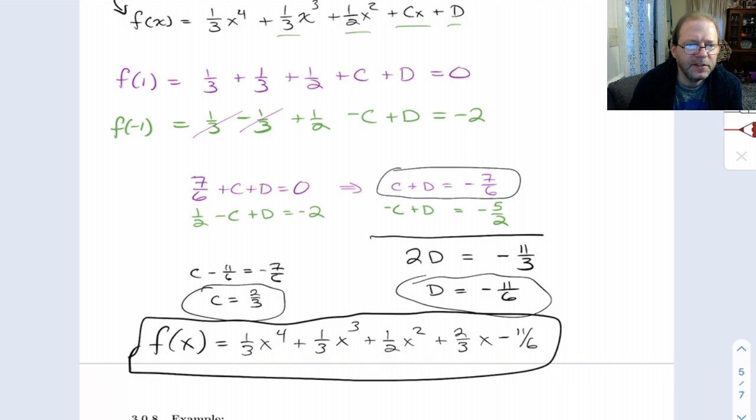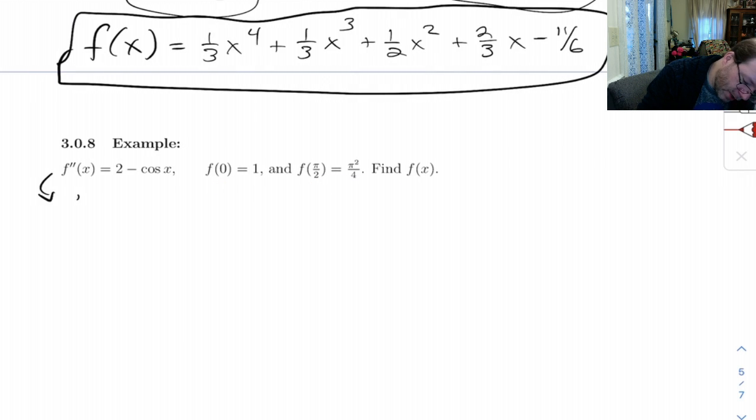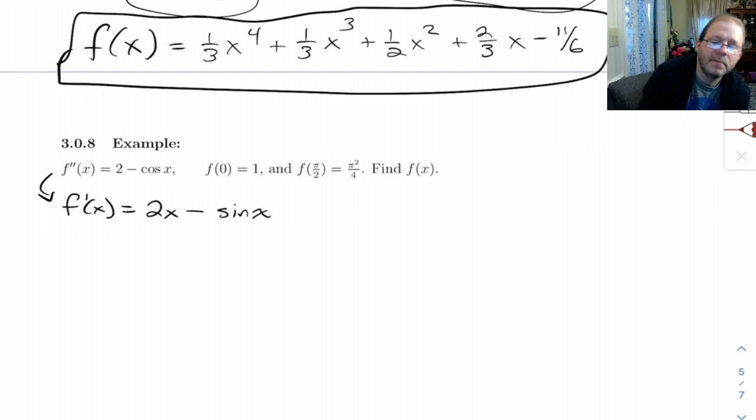All right, these can get a little long sometimes. Let's look at this next one. This is our last example. f double prime is 2 minus cosine x. And over here we've got two initial conditions. So if we take the antiderivative, we get f prime is equal to 2x. The antiderivative of cosine is sine. It's a positive sign, and so that doesn't change this from a negative. So it stays minus sine x plus c.